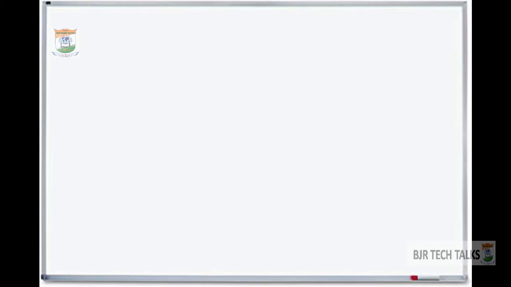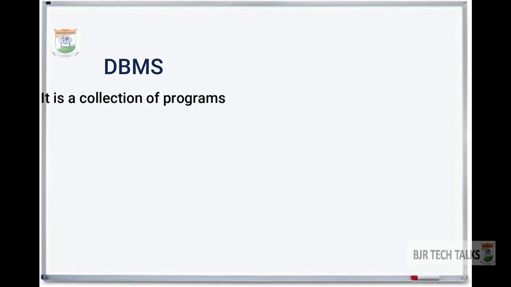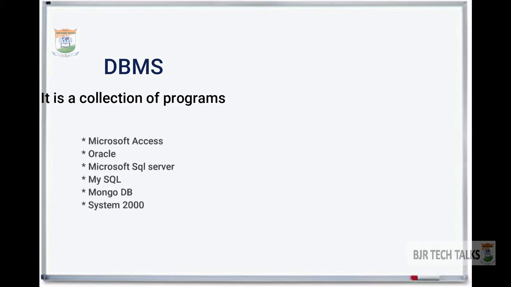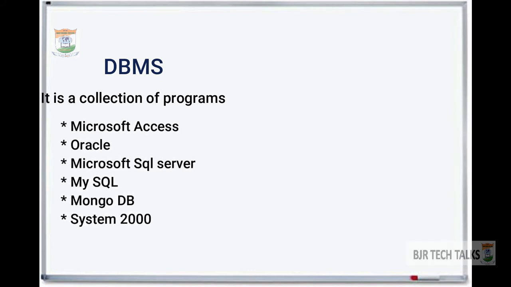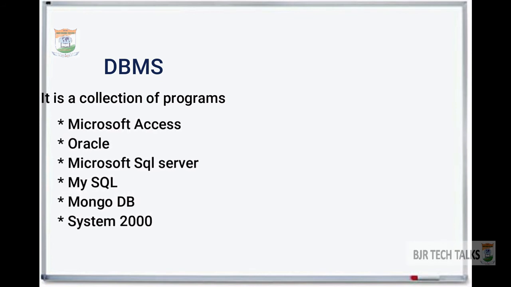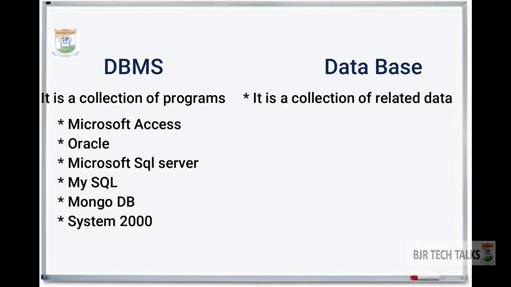Let's move to another one to understand the difference between database and DBMS. DBMS, as I said, is a collection of programs. Here we can see several softwares like Microsoft Access, Oracle, Microsoft SQL Server, MySQL, MongoDB, System 2000. These all are DBMS softwares. So coming to the database, database is a collection of related data. The best examples for this are our university, like our Osmania University, banks, several banks, etc.